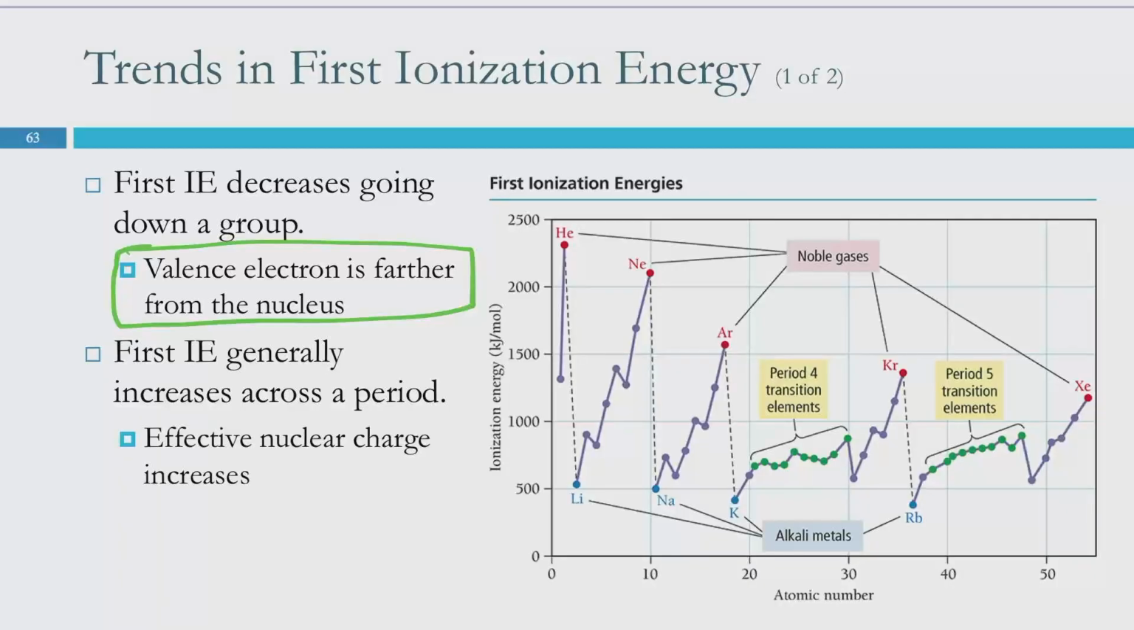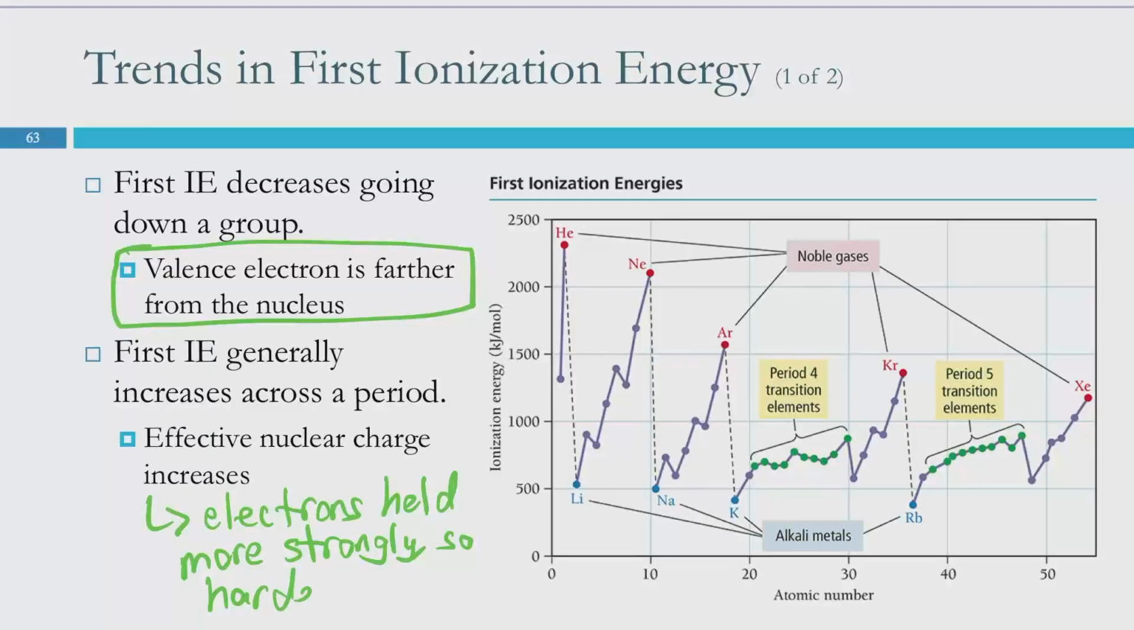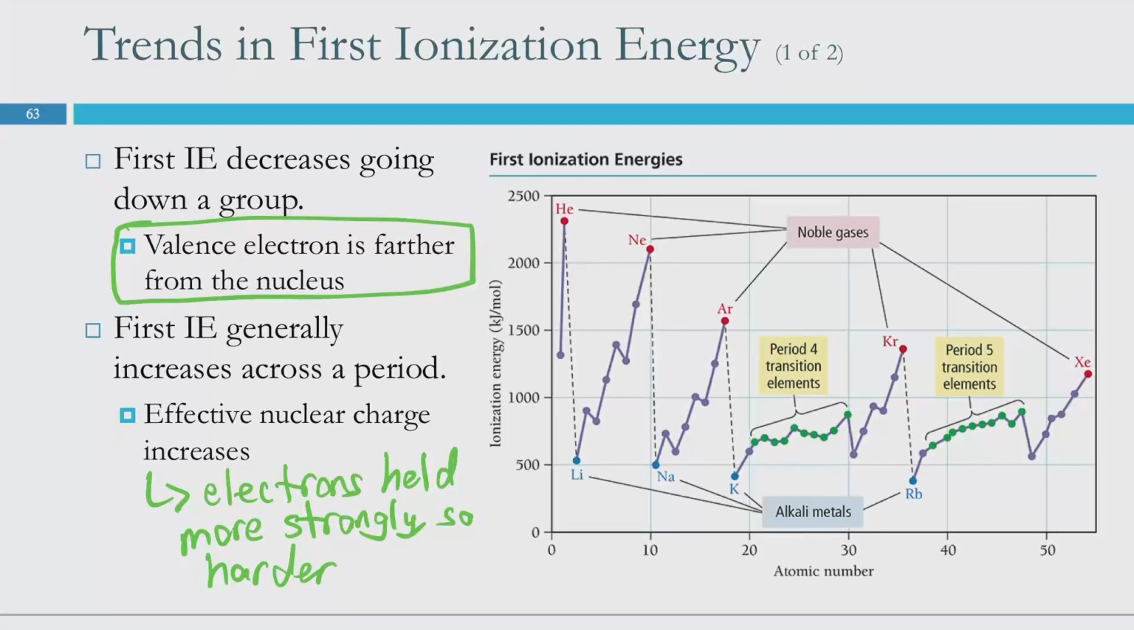As we're moving left to right, we've got more protons, so our effective nuclear charge increases, so the electrons are held in more tightly. The electrons are held more strongly. So they're harder to remove. That's why the ionization energy increases. Questions about first ionization energy?